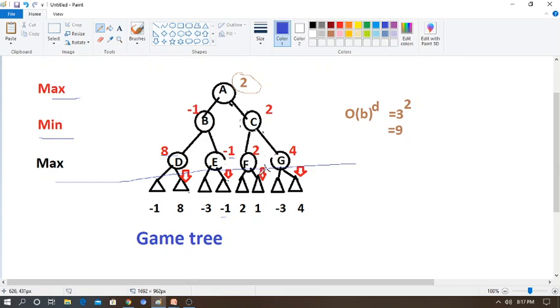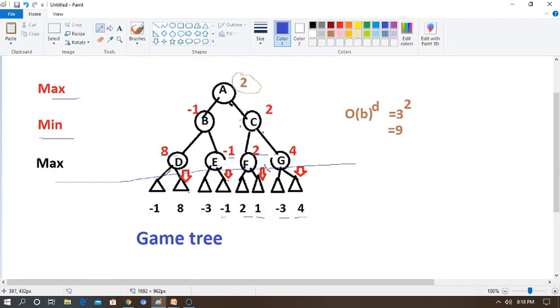From C it goes and checks F. In the F node, what are the values there? 2 and 1, which is the maximum here? 2 is the maximum. I highlighted it here. And similarly, the G node. In the G node, it has terminal values -3, -4. Now in this one, which is maximum, -3, so I am writing the -3 here.